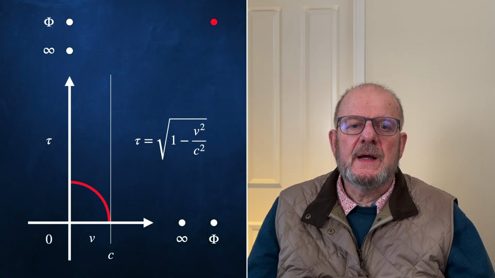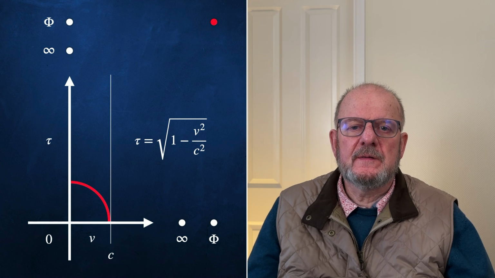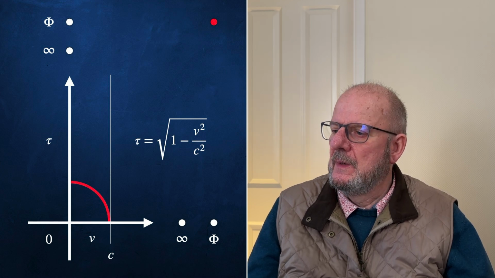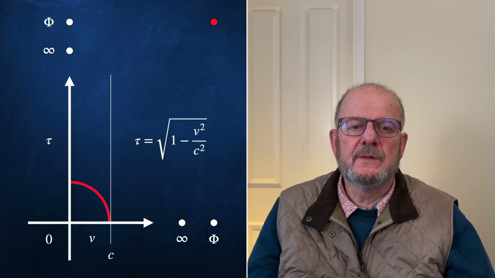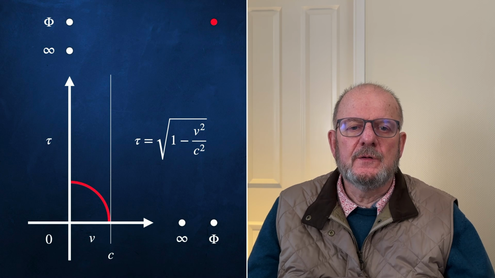Relativistic dilations of time, length and mass are all expressed in terms of the parameter tau, where tau equals the square root of 1 minus v squared over c squared. Here v is the speed of a vehicle, the Leonora Christine, and c is the speed of light. The closer v is to c, the closer tau is to zero.